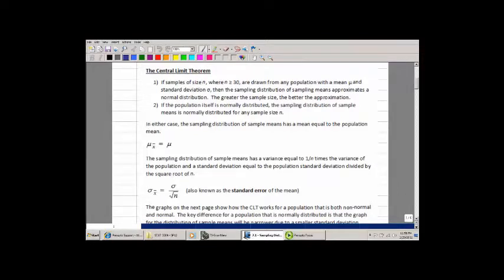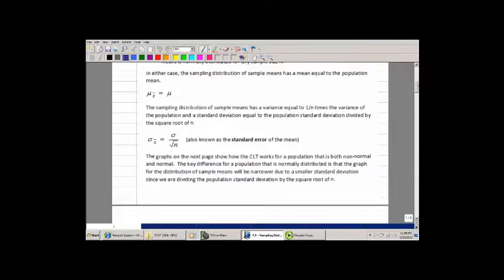The standard deviation for all of these X bars is not the same as the standard deviation of all of the individual values X. The standard deviation for the random variable X bar will be the standard deviation of the population divided by the square root of n. That's going to be very important that we remember to take our standard deviation and divide it by the square root of n.